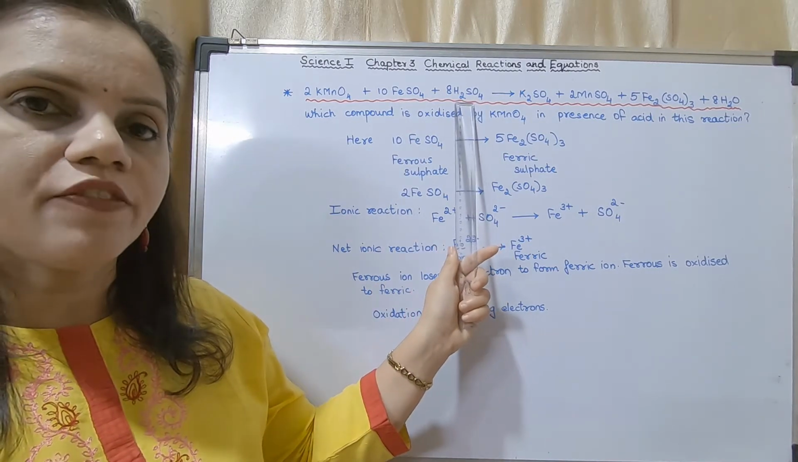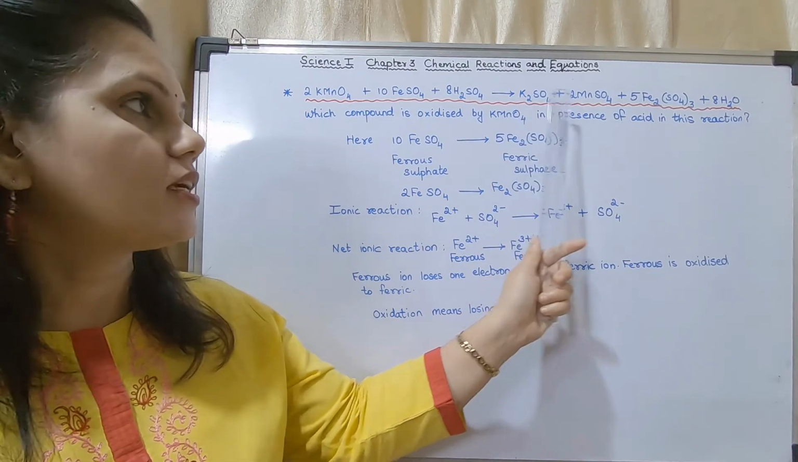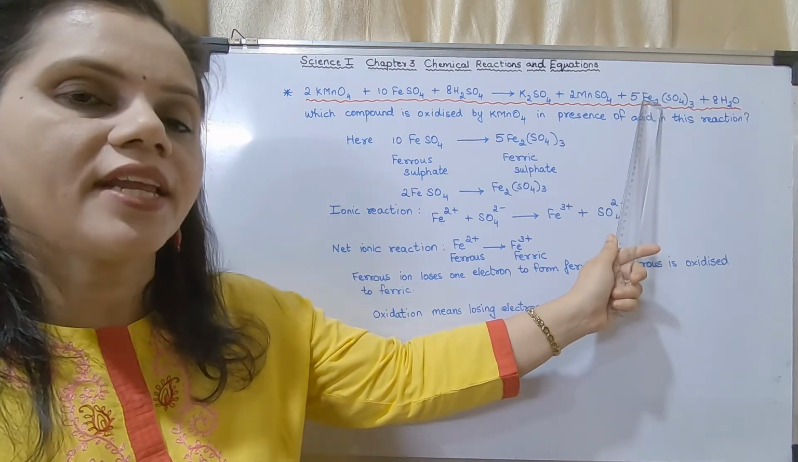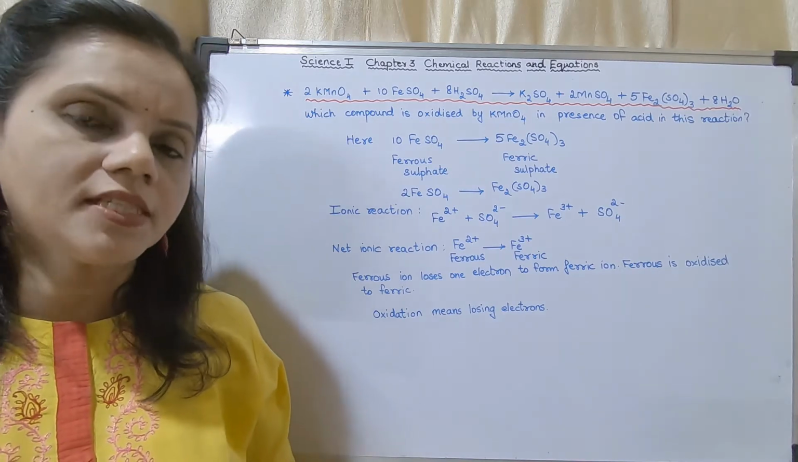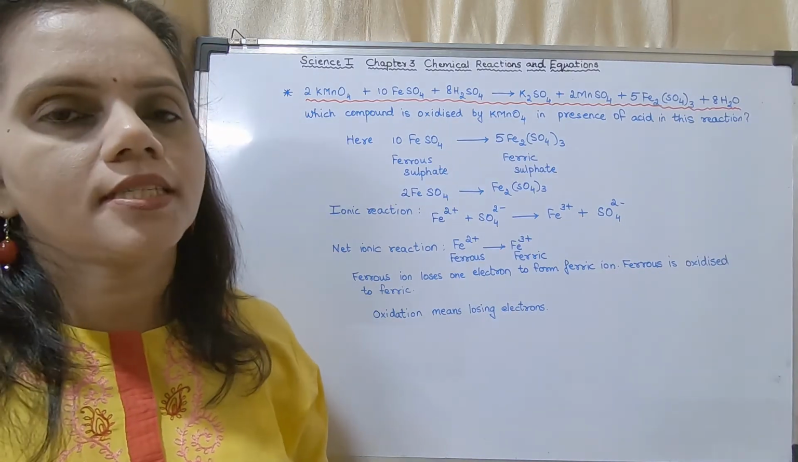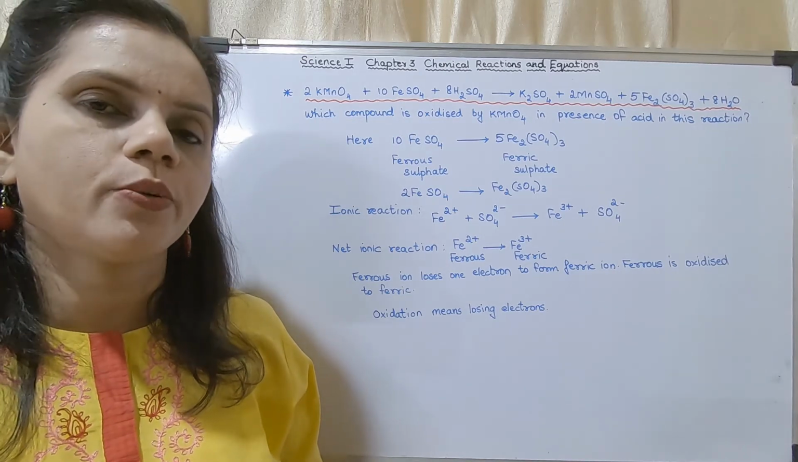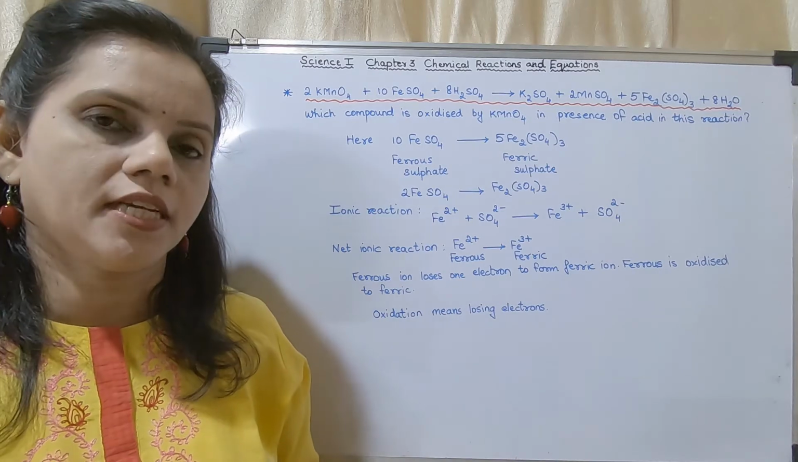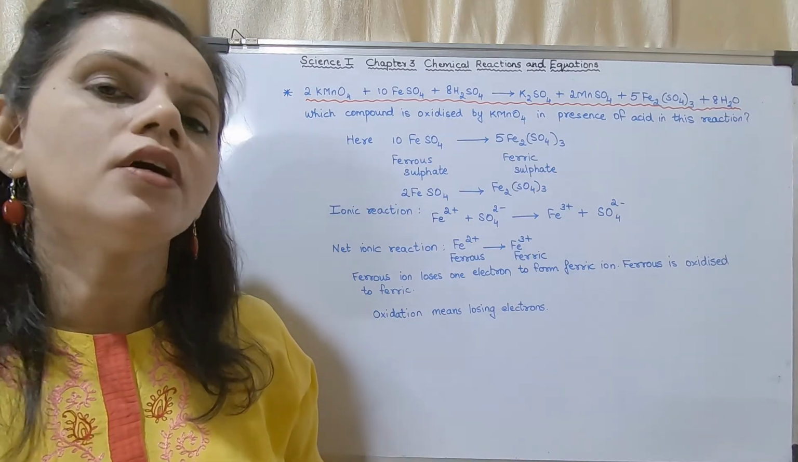This is sulfuric acid. This is potassium sulfate. This is manganese sulfate. This is ferric sulfate, and this is water. This is the reaction given. So just now we studied that potassium permanganate is an oxidizing agent. It provides the FeSO4 with oxygen, and it helps the FeSO4 to undergo oxidation.